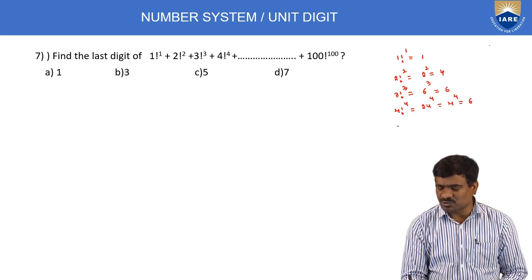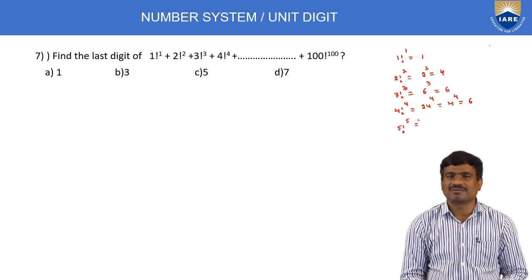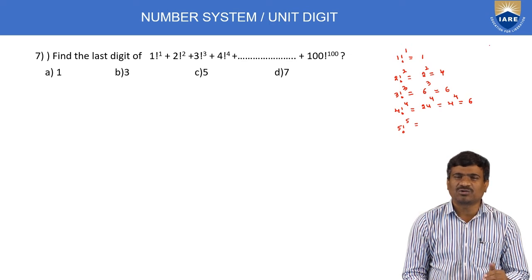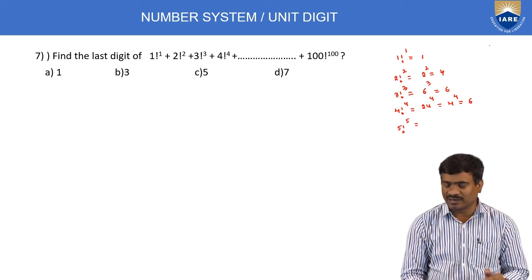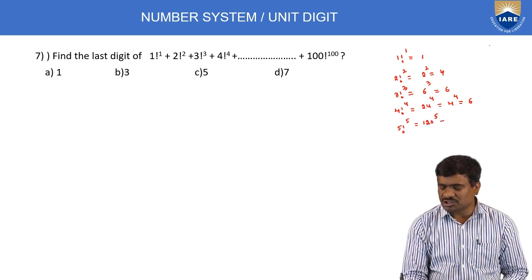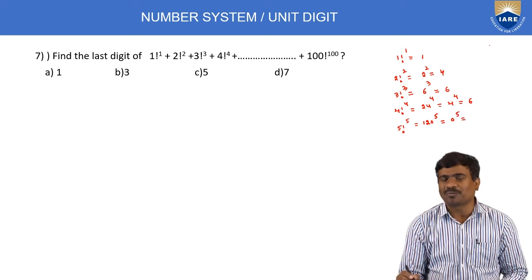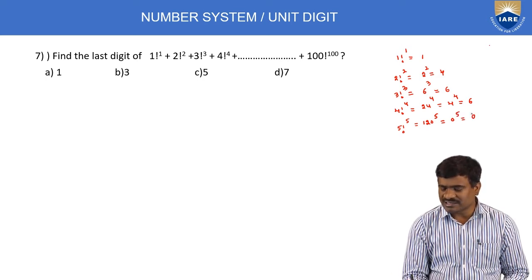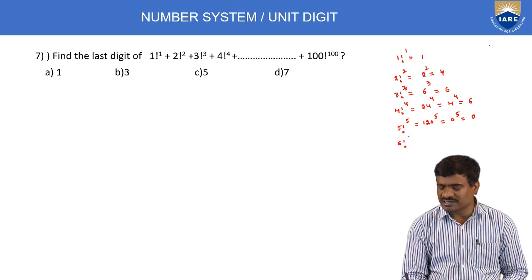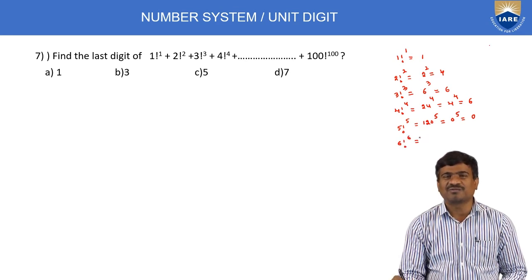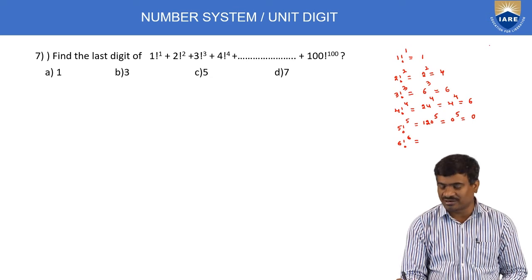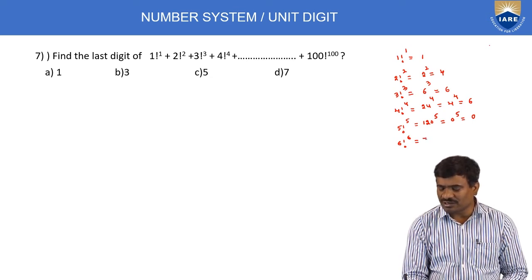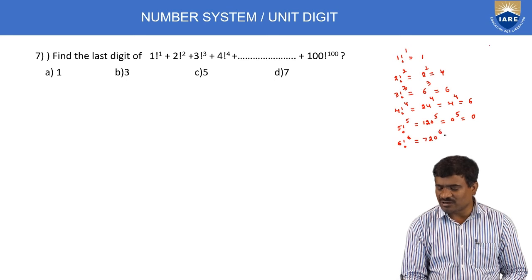Next, 5 factorial all to the power of 5. 5 factorial is 5 into 4 into 3 into 2 into 1, which is 120. 120 all to the power of 5. Here 0 to the power of 5, 0 to the power of anything is equal to 0. Similarly, 6 factorial all to the power of 6. 6 factorial is 6 into 5 into 4 into 3 into 2 into 1, which is 720. 720 all to the power of 6 is also written as 0 to the power of 6, which is 0.